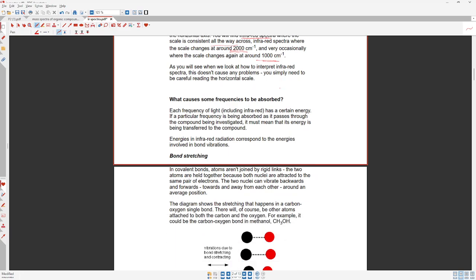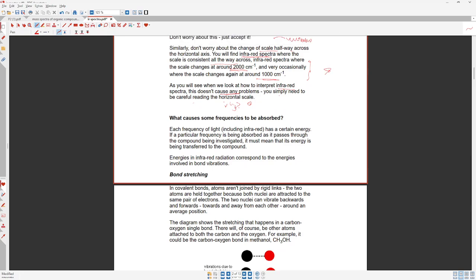You will see that when we look at the infrared spectra, this doesn't cause any problems. You just simply need to be careful. We don't really need to know why. We just need to be aware that it happens, and that it happens in different ways. If you want to, you can go and figure that out on your own.